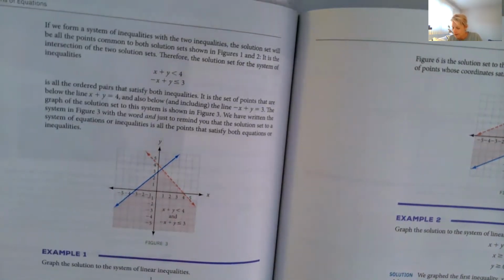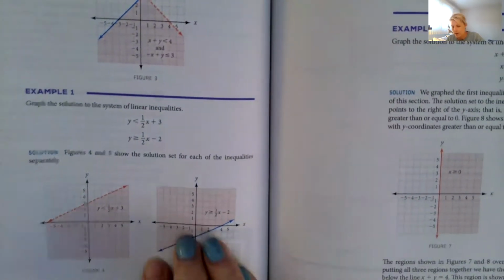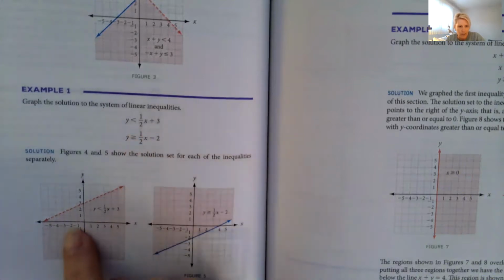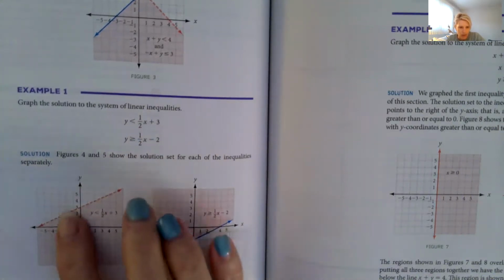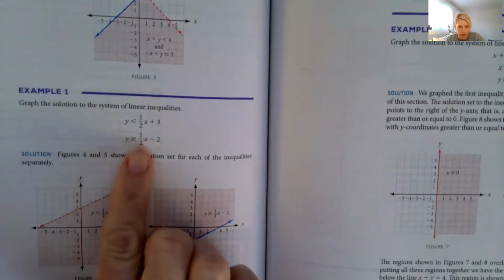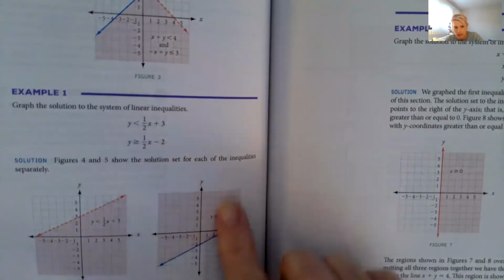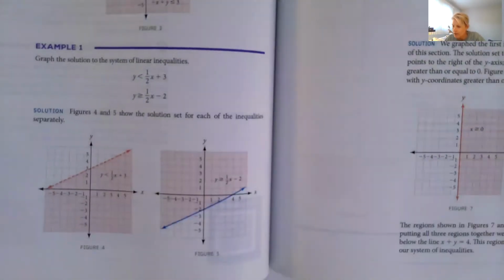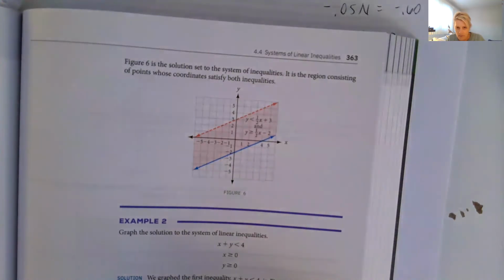And then you can see the second example, or example 1, they call it. They've got a slope of 1/2 plus 3. Where is y less than that? So they shaded over here to the left with a red. And then the other one is a slope of 1/2, but the y-intercept is -2. And where is it greater than that? So they shaded above the blue line. And we want to know where they're both true. So if we graph them together on the top of page 363, we can see that there's a small slice where it makes both inequalities true.